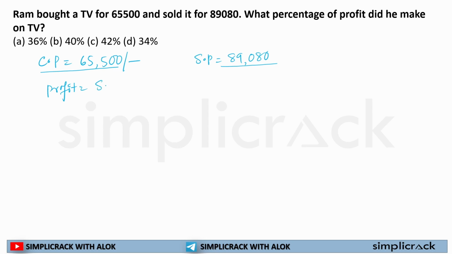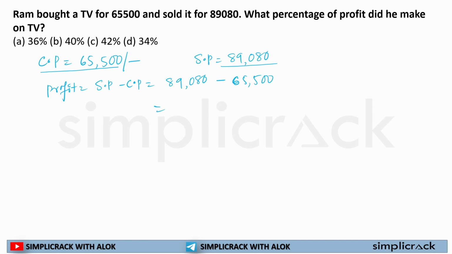So profit is equal to what? Sales price minus cost price. So 89,080 minus cost price, that is 65,500. Now see, I will tell you how quickly I can solve it.